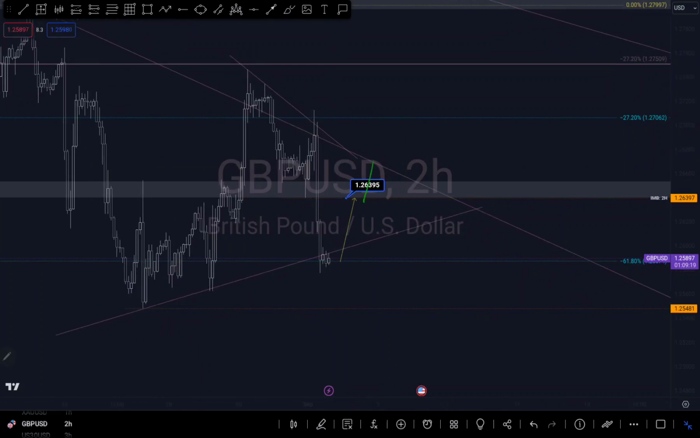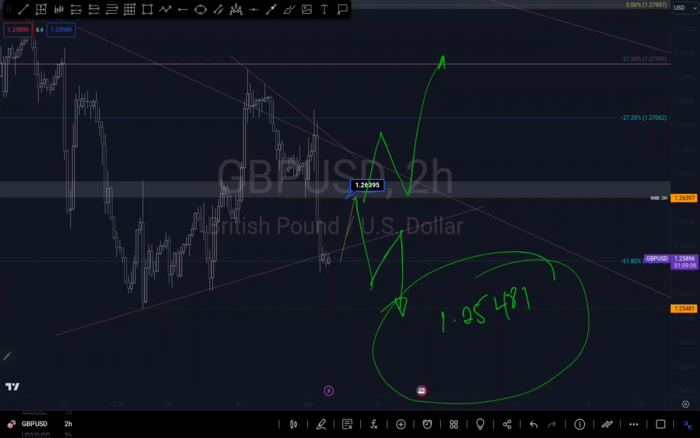So like I said, either we'll break up and push to the upside, or I see it breaking this trend line, coming here to retest, and my possible target would be 1.25481, around that area. So that is my thoughts on GU, guys.